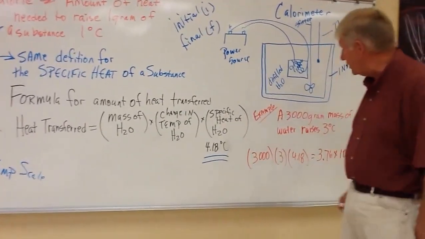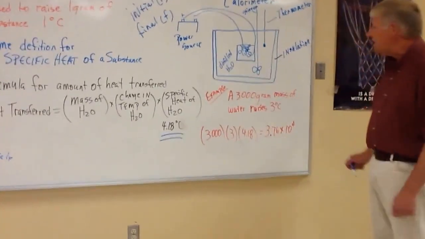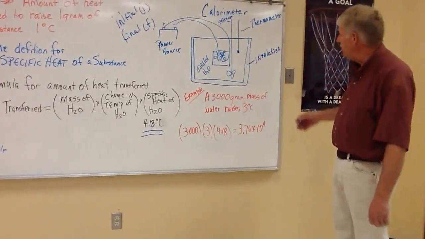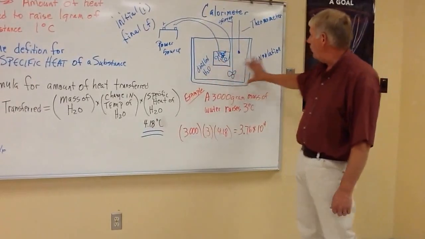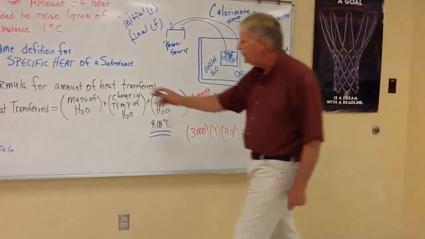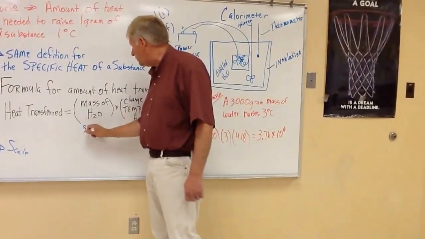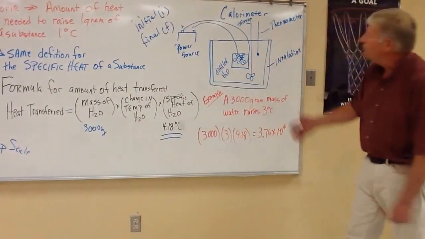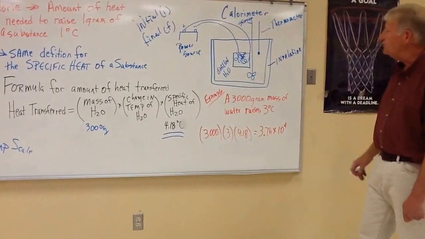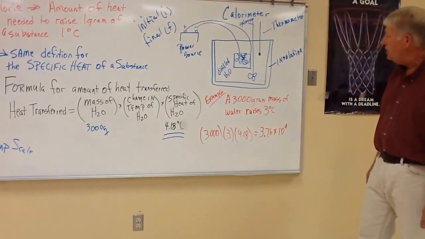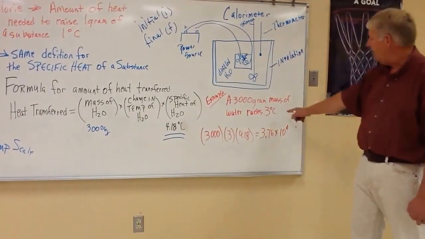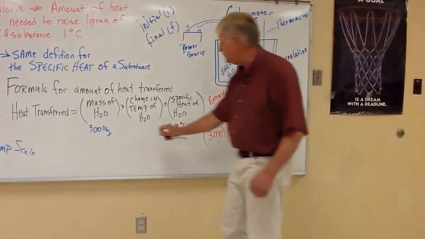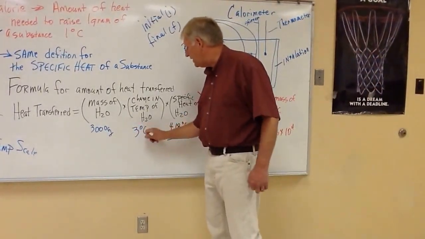So let's take a look at this. Let's do an example. So let's say, for example, that we had 3,000 grams of water, okay. So that fulfills our first requirement here. So here's 3,000 grams of water. And then we do the change in temperature. We find the initial temperature and the final. We subtract those two, the final minus the initial, and let's say that it raised 3 degrees Celsius. Okay, so it makes a really easy formula.